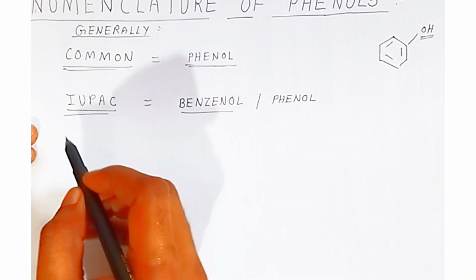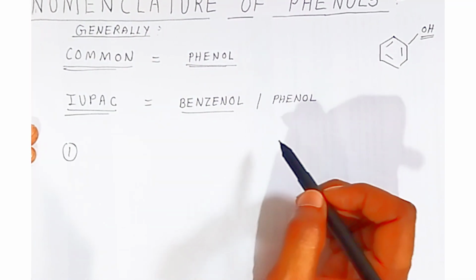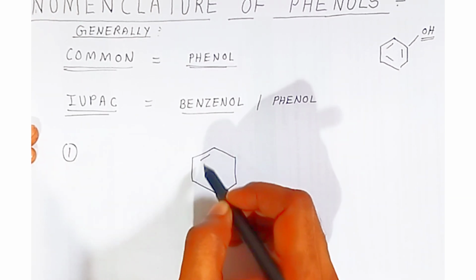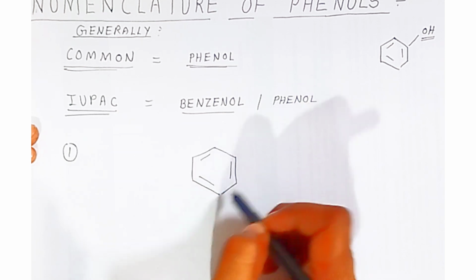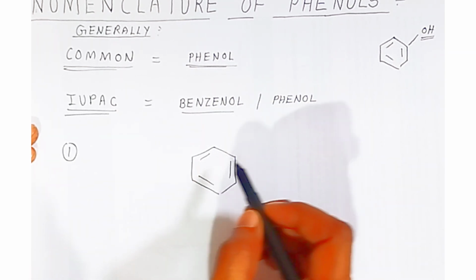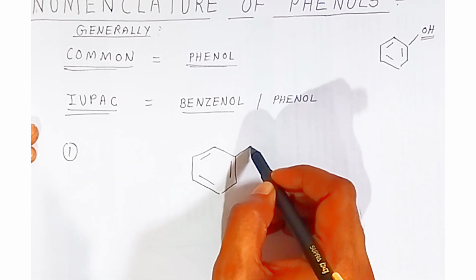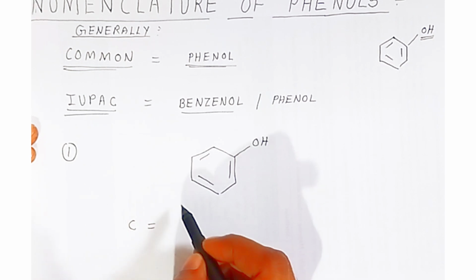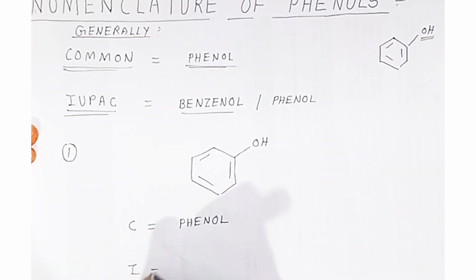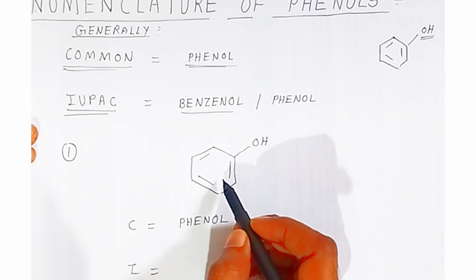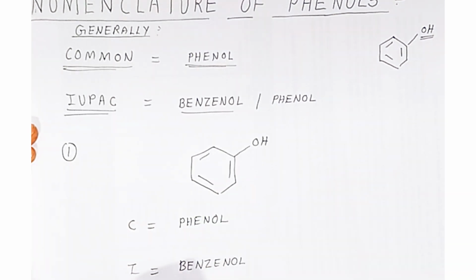Now students, first simple molecule that we are going to name, that is when hydrogen of benzene, this is benzene students, it has 6 carbon and 6 hydrogen. When one of the hydrogen you are going to replace by hydroxyl group, in common name students, this compound is called as phenol. And what will be the IUPAC name students? In IUPAC name, since it is a derivative of benzene, we call as benzenol, or sometimes in IUPAC name also we call as phenol.